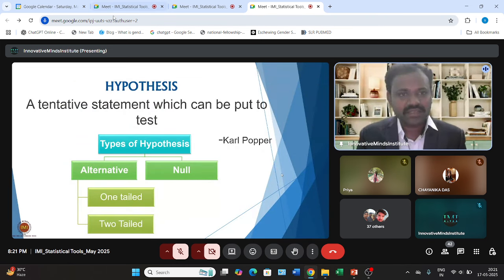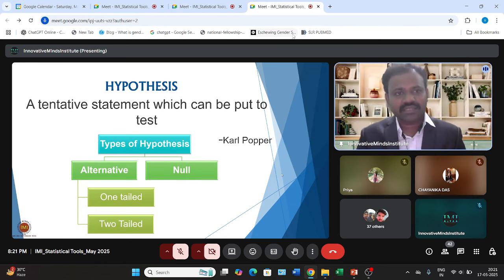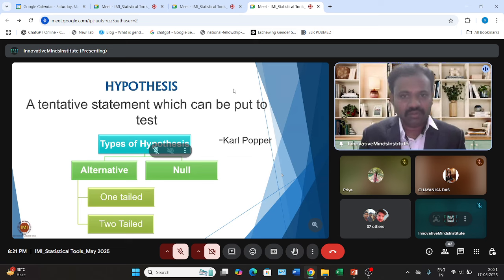So for hypothesis, I will make a link between hypothesis and what you have learned. Don't worry about it. Hypothesis testing: a hypothesis is a tentative statement which can be put to test. According to Karl Popper, who developed the null hypothesis, he contributed the term null hypothesis and suggested how to test a hypothesis. For your understanding, I am telling this. Karl Popper is the pioneer of hypothesis testing.